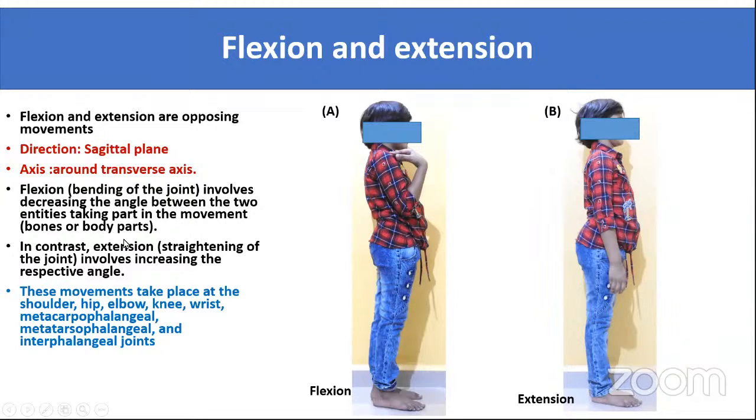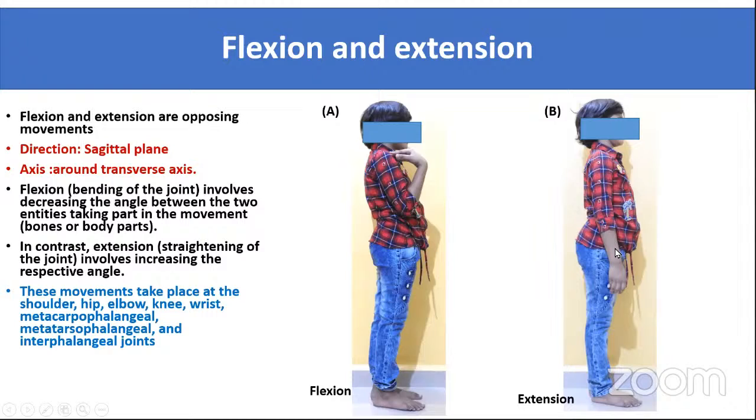Whereas extension is exactly opposite to flexion. If flexion brings about bending of the joint, extension will bring about straightening of the joint. So here you can see the bending of the joint took place because of flexion at the elbow joint. Here you can see at the elbow joint the angle has increased. The joint has been straightened. So when this girl brings her hand to this position, that movement is called extension.